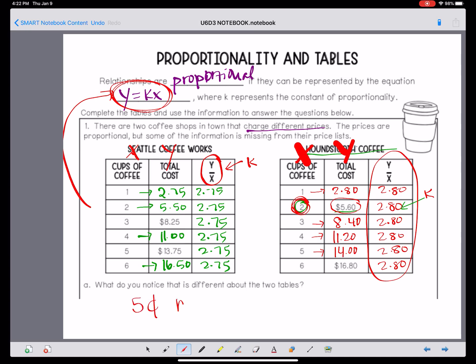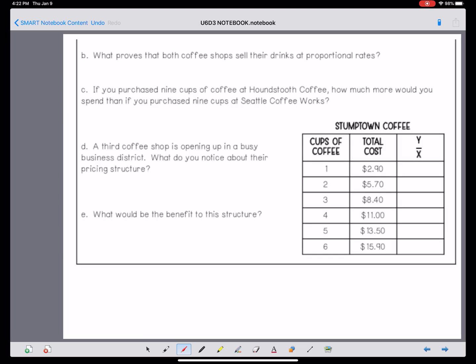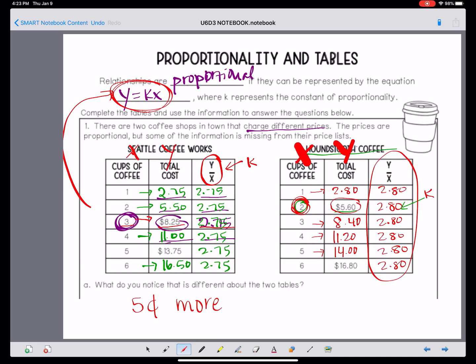So I'm just going to write down 5 cents more. All right, let's go on to our next slide. What proves that both coffee shops sell their drinks at proportional rates? Well, what we can see right here is there's our coffee. We already know that when we do y divided by x, we get the same number all the way down. What that shows us is that they are proportional.